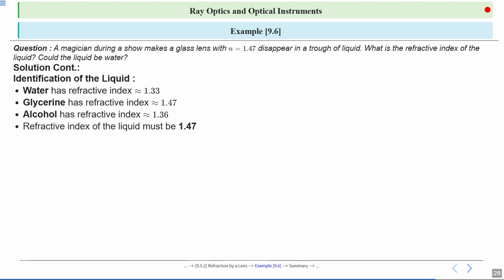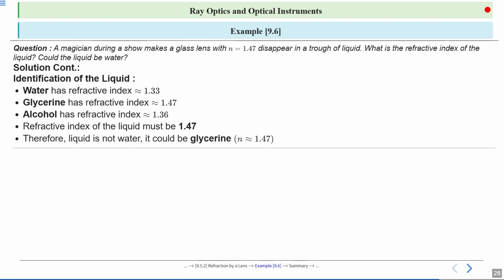So the refractive index of the liquid must be 1.47 for this disappearing effect. Therefore the liquid is not water, it could be glycerin. It could be glycerin, but it is not sure that it is glycerin. It is not water, because water has a different refractive index.